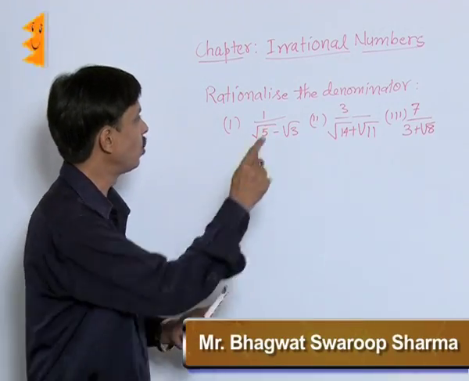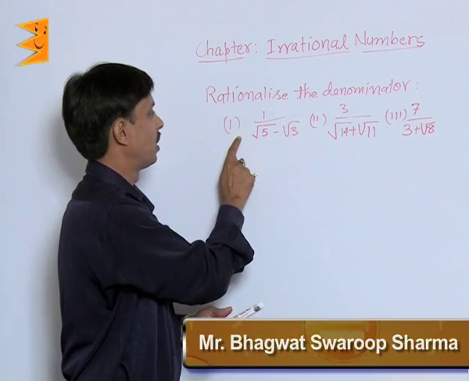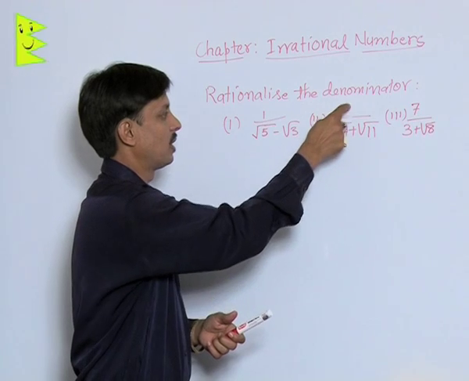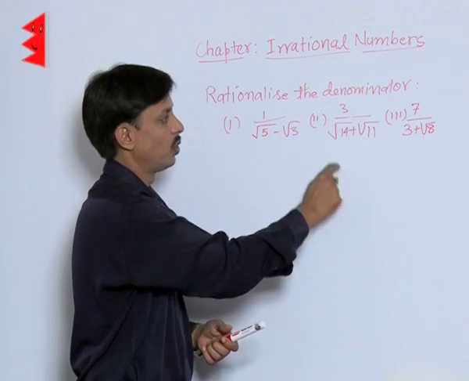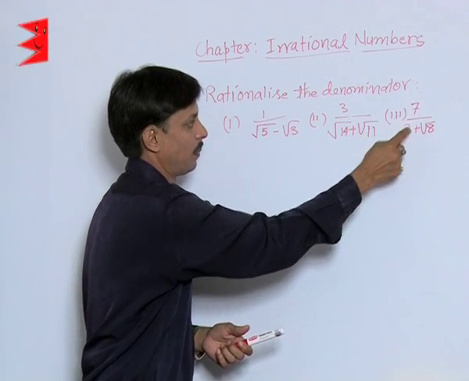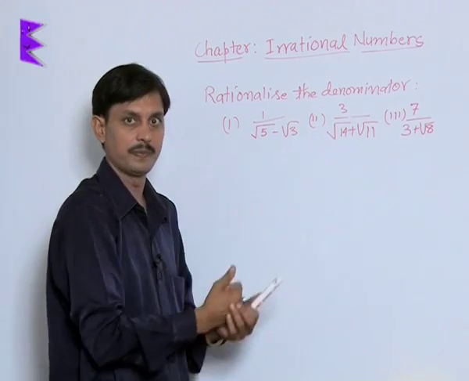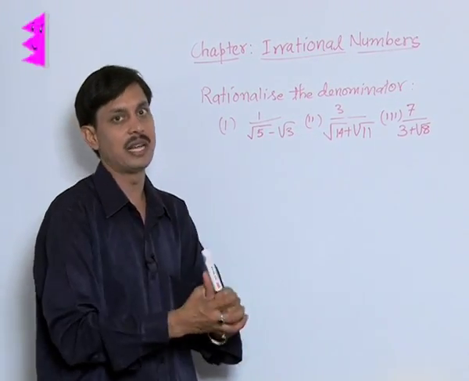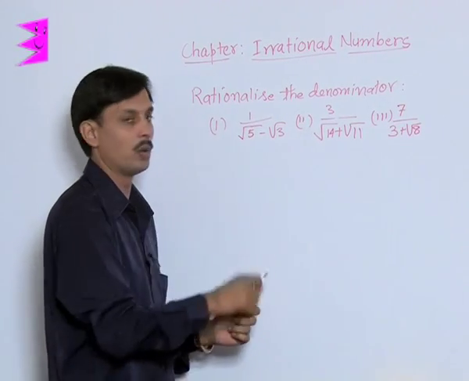The question is how to rationalize the denominator of 1 by root 5 minus root 3, second part 3 by root 14 plus root 11, third part 7 upon 3 plus root 8. It is so simple to rationalize the denominator in the case of a binomial.